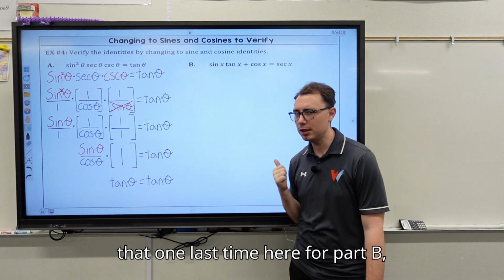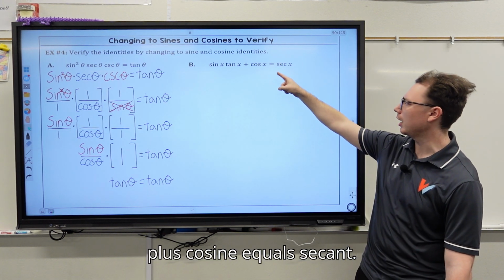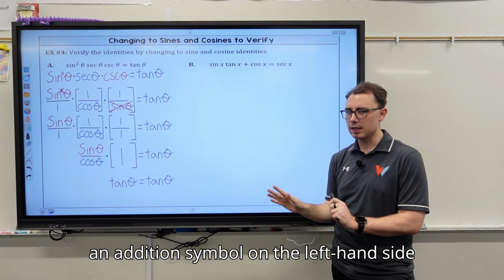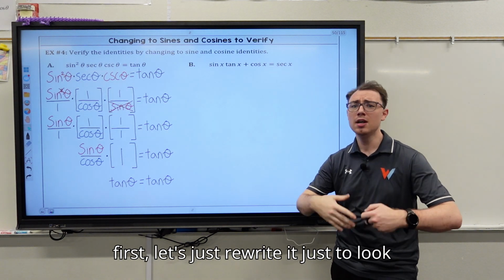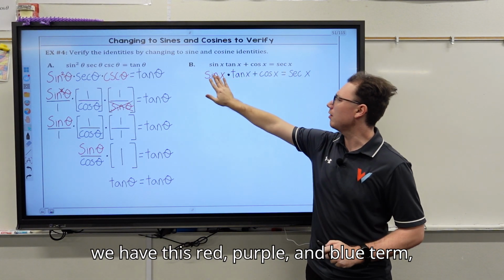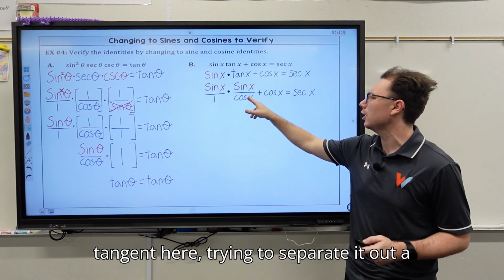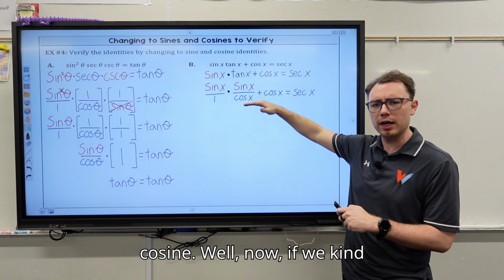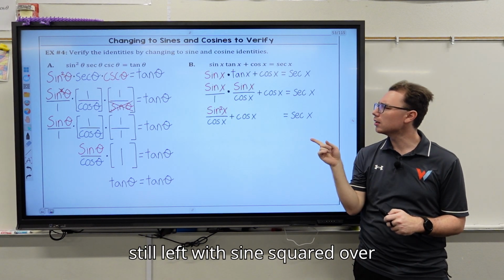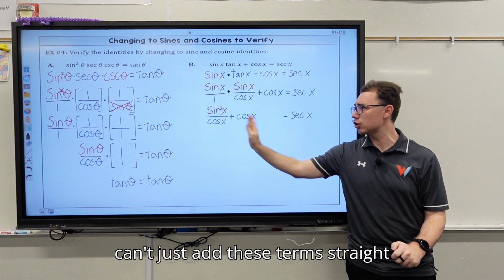Let's try that one last time here for part B, where we're given sine times tangent plus cosine equals secant. So this is the first time where we have an addition symbol on the left-hand side of our equation here. Well, first things first, let's just rewrite it just to look at these colors here. So we have a blue kind of term on the right-hand side, and we have this red, purple, and blue term, sine, tangent, cosine on the left-hand side. Well, let's just rewrite this tangent here, trying to separate it out a little bit where you have sine over cosine. Well, now, if we kind of multiply this out a little bit, we're still left with sine squared over cosine plus cosine here. And we can't just add these terms straight across.